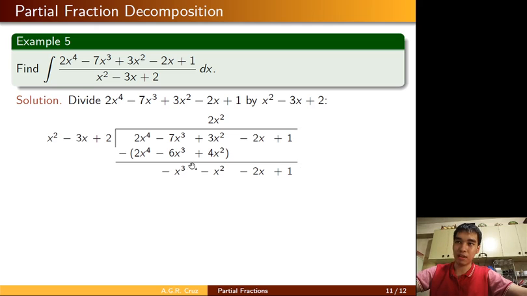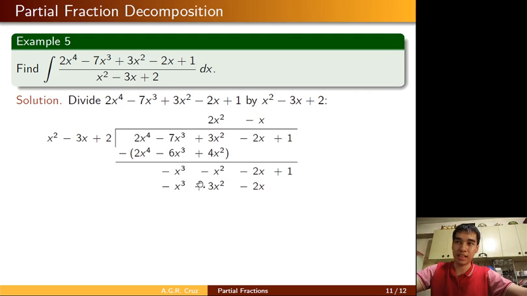Take the leading coefficient, or rather the leading term of this one, which is negative x cubed, divide that again by the leading term of x squared. Negative x cubed divided by x squared, that's now negative x. Align negative x here. And then you take only negative x, multiply that to this one. Negative x times x squared is negative x cubed. Negative x times negative 3x is positive x squared. Finally, negative x times 2 is negative 2x.